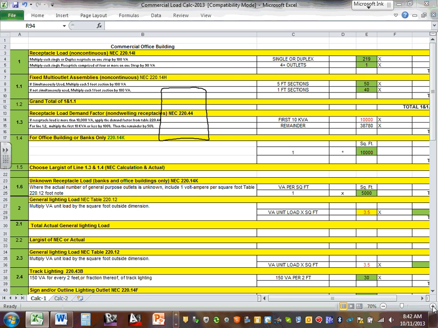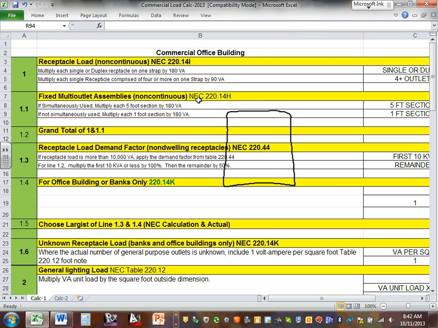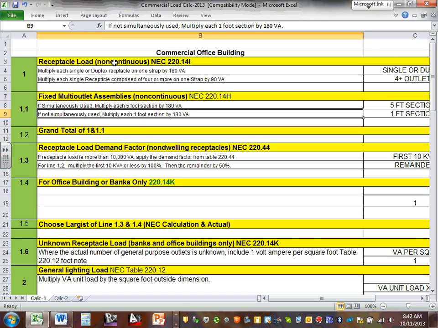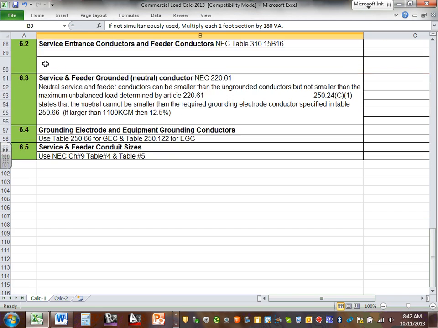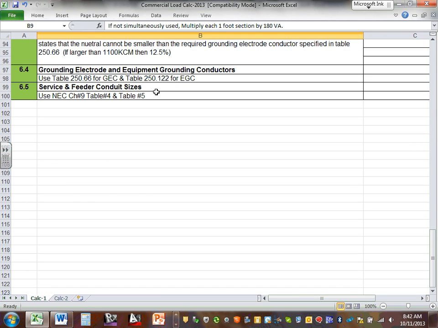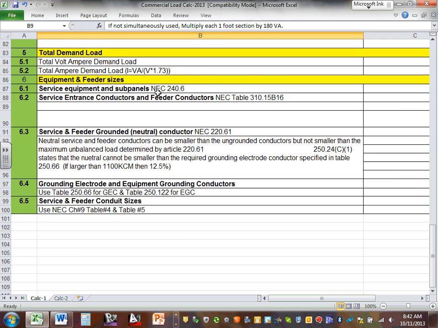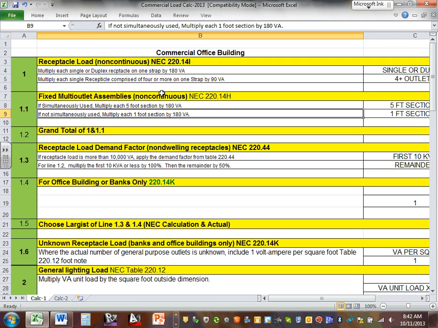Like we did in the commercial building, these are step 1 through step 6.5. These are your steps. They will size the receptacles, the lights, and the equipment. Step 1, guys, is the receptacle load, non-continuous. It's from 220.14(I) in the NEC code book. I need to see this information.